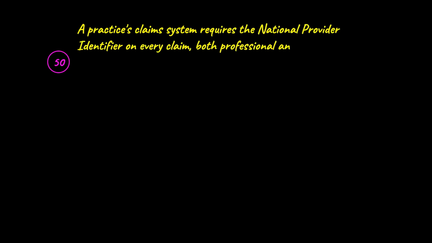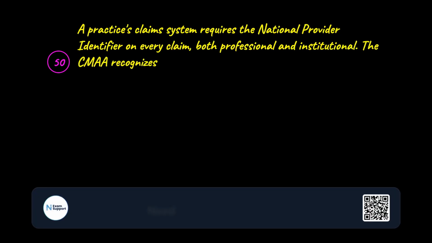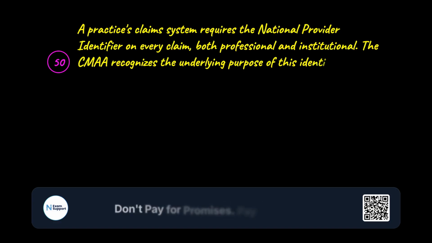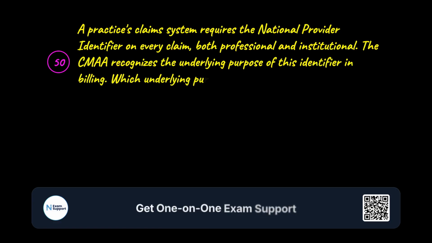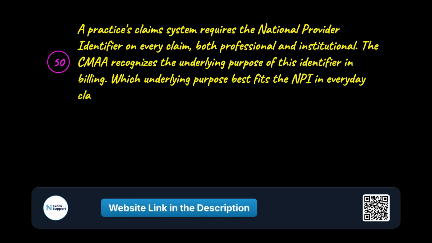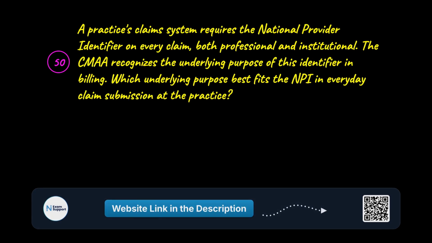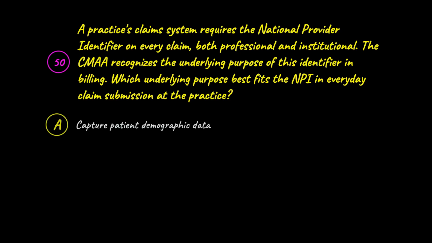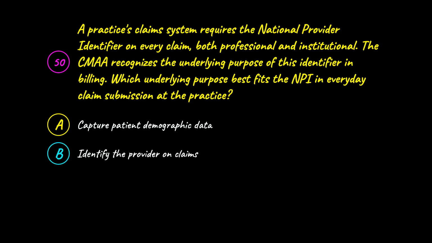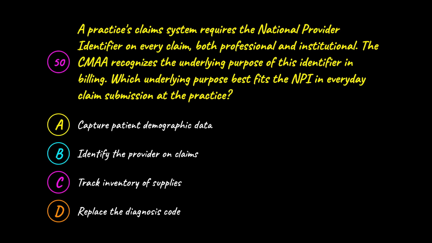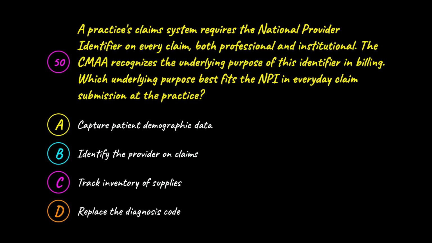Question 50. A practice's claim system requires the national provider identifier on every claim, both professional and institutional. The CMAA recognizes the underlying purpose of this identifier in billing. Which underlying purpose best fits the NPI in everyday claim submission at the practice? Your options are: A. Capture patient demographic data. B. Identify the provider on claims. C. Track inventory of supplies. D. Replace the diagnosis code. Take a second. Which answer would you pick?